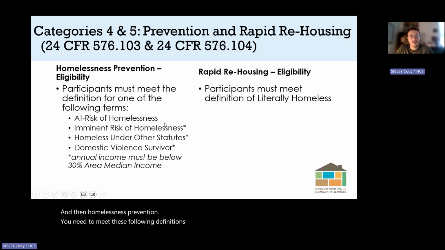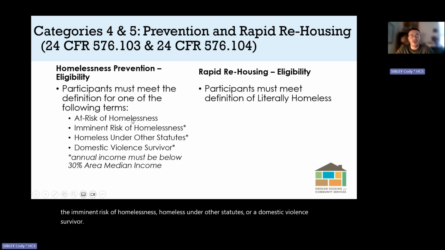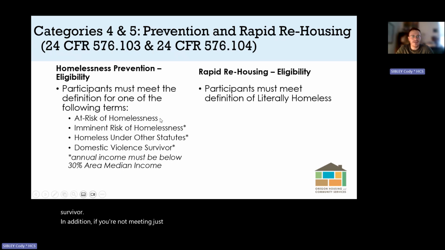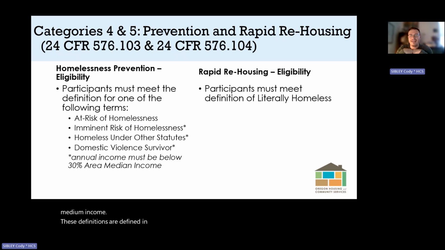So you need to either be at risk of homelessness, the imminent risk of homelessness, homeless under other statutes, or a domestic violence survivor. In addition, if you're not meeting just the at risk of homelessness definition, but you're meeting any of the others, then you need to have an annual income that is below 30% of your area median income. These definitions are defined in the ESG manual and they differ from the state's definitions of homelessness.